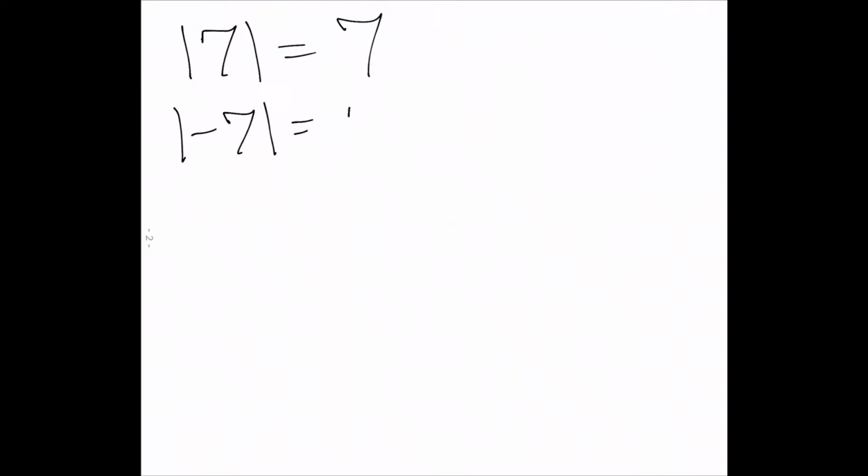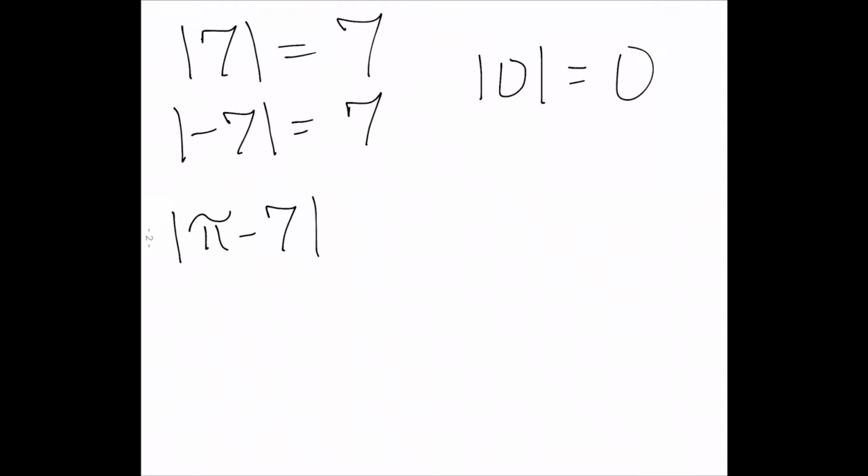The absolute value of 7. Since 7 is positive, we just have 7. The absolute value of negative 7, we want to change the sign to make it positive 7. Absolute value of 0 is 0. The absolute value of pi minus 7, what is this? Well, we know that pi is approximately 3.14, so this number here would be negative. So it's negative pi minus 7, or we can rewrite that as 7 minus pi.